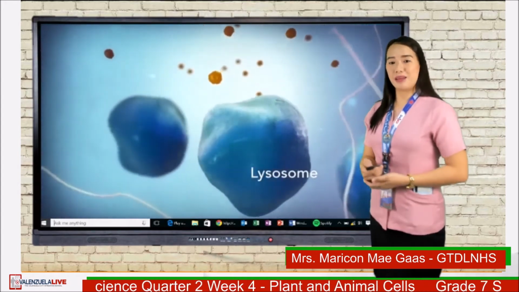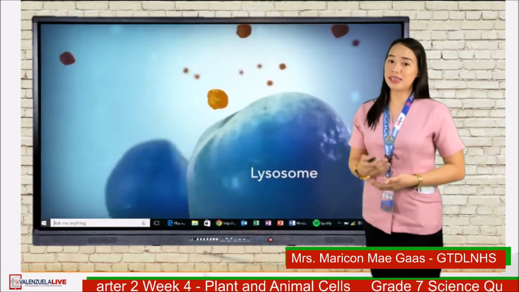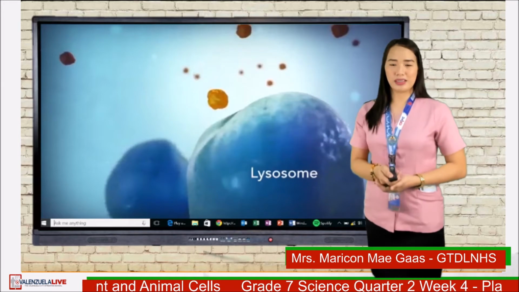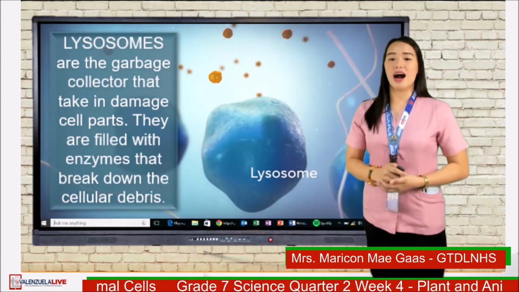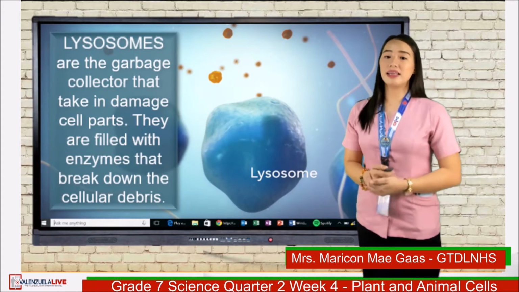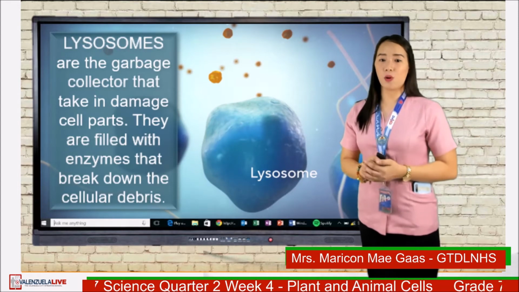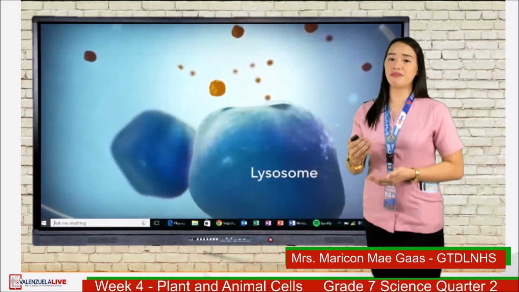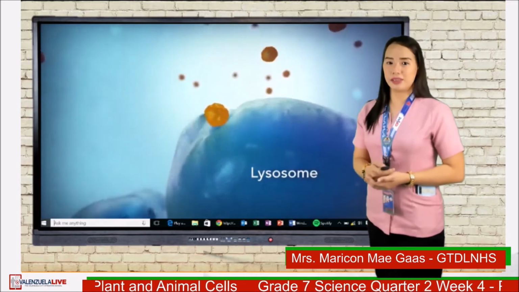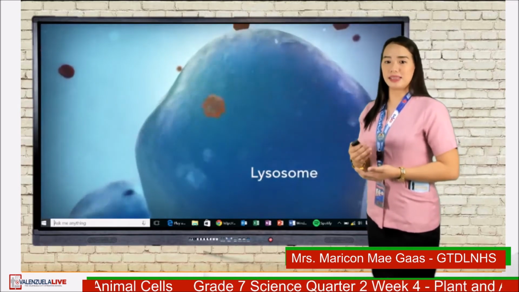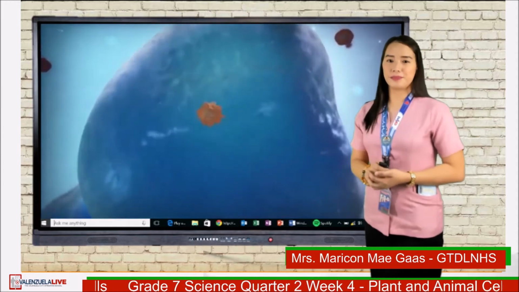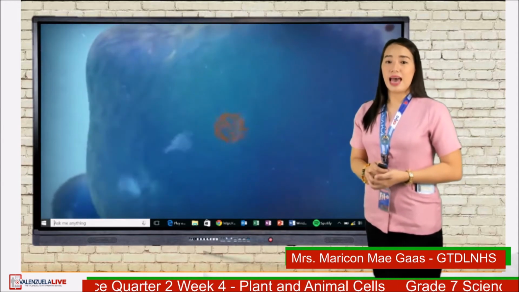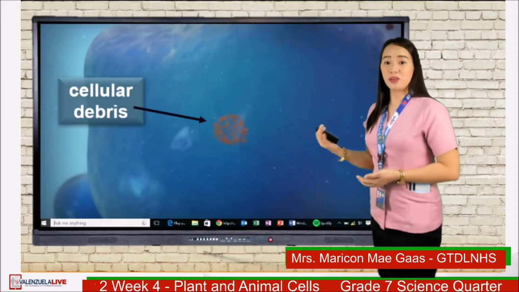Going back to the animal cell, you will see an organelle called a lysosome. Lysosomes are the garbage collectors that take in damaged or worn out cell parts. They are filled with enzymes that break down the cellular debris. Again, this is cellular debris.